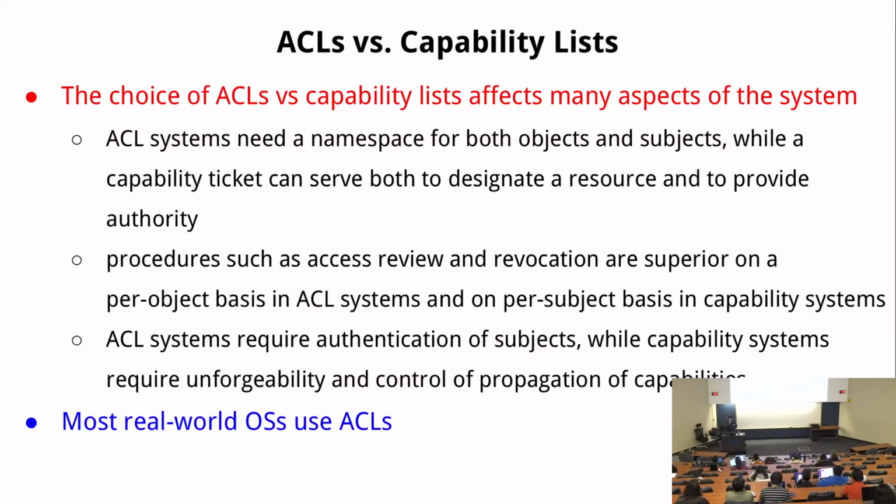So we have looked at two extremes. One is ACL, another one is capability list, and the choice of using them may affect many aspects of the system. So ACL systems usually need a namespace for object and subject, while a capability ticket can serve both to designate a resource and to provide authorities.